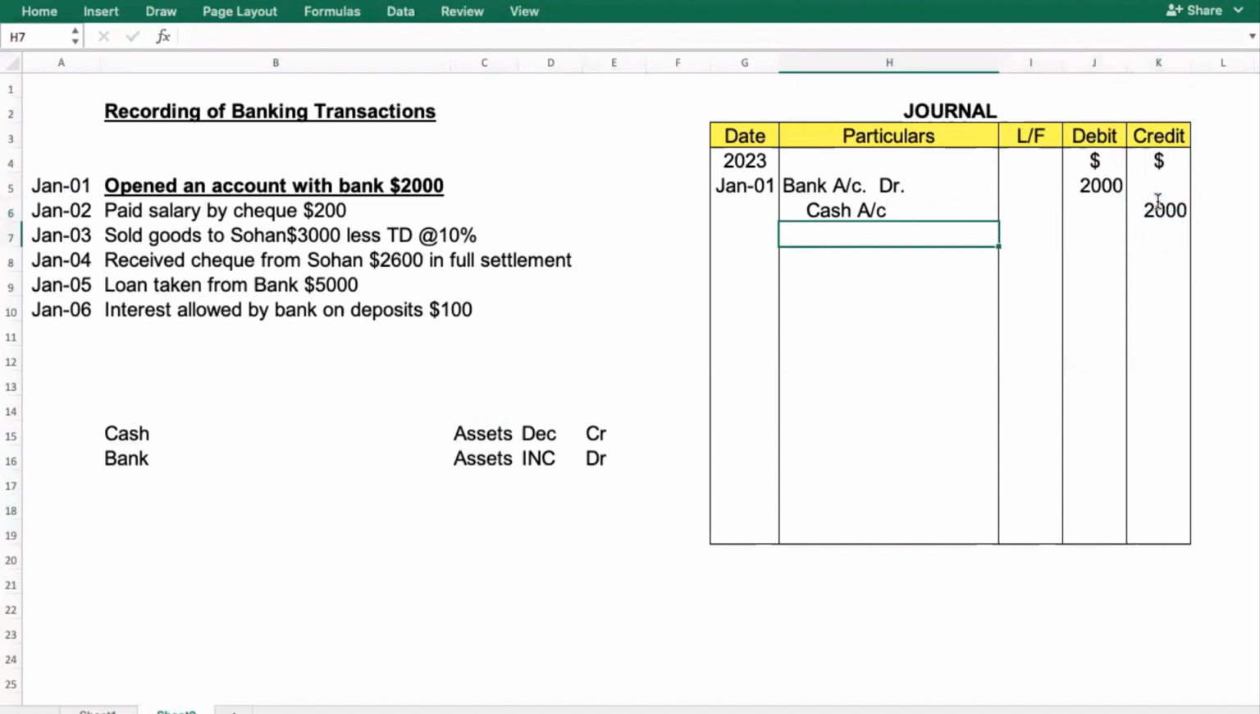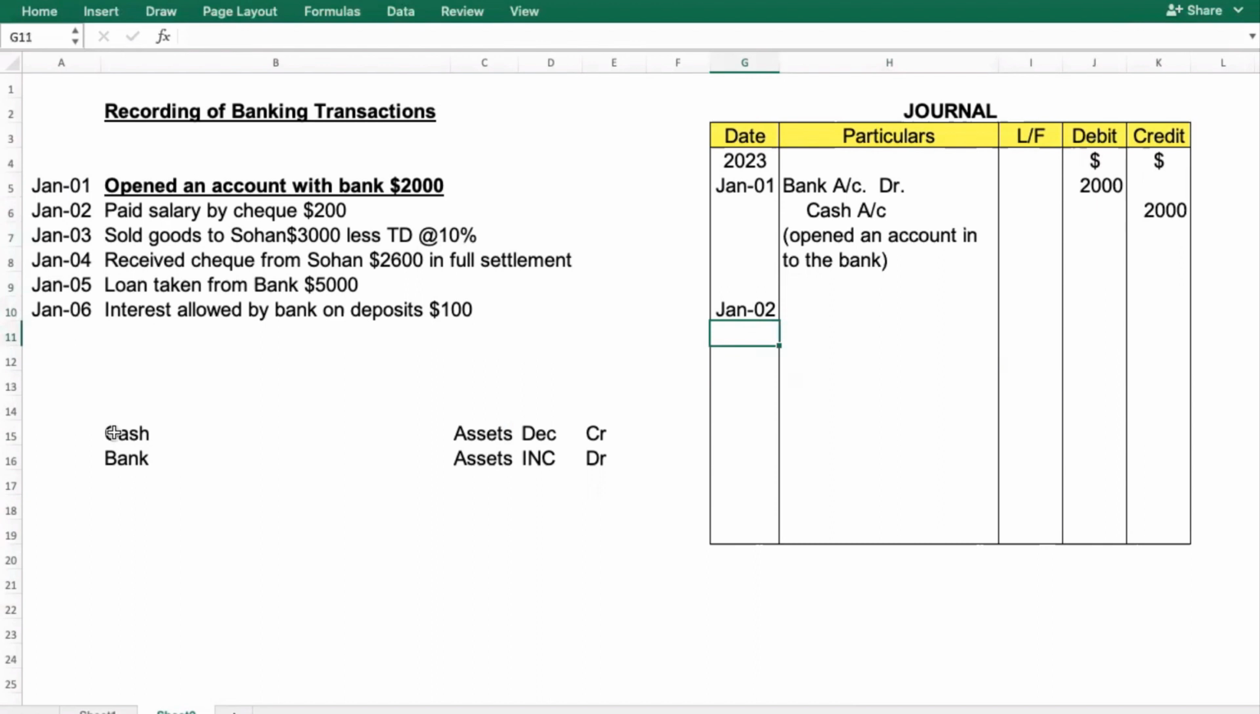And narration, let me write a short description: Open an account into the bank. Okay, this is called narration. So I hope you understood the recording of the first transaction. One asset increasing, increase in asset is debit; another asset decreasing, decrease in asset is credit. Okay, now the next transaction.